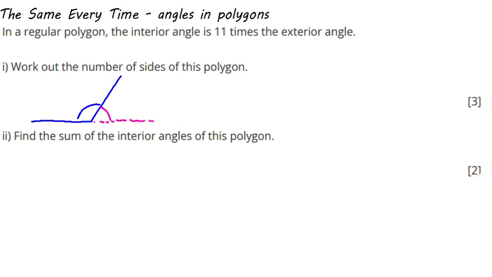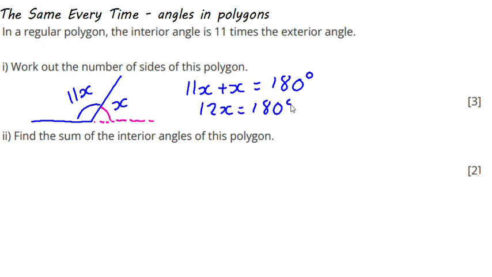Now, I don't know what that is, and in maths, if we don't know what something is, we tend to call it x. The interior angle is 11 times the exterior angle. So if the exterior angle was x, the interior angle must be 11 times x. So if I add those together, 11x plus x, they must equal 180 degrees. They're on a straight line. Any pair of interior and exterior angles that are next to each other will always add up to make 180. 12 times x is 180 degrees.